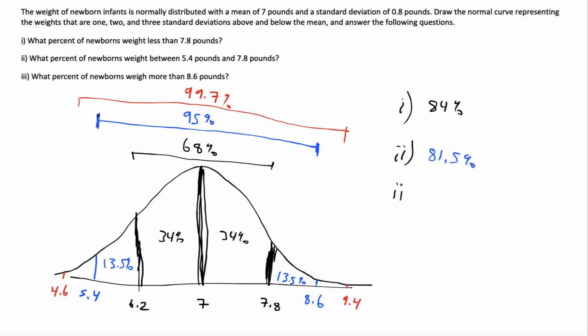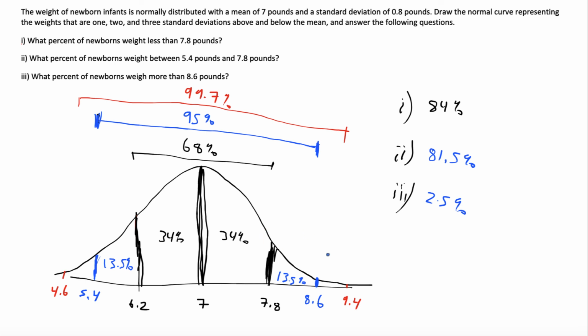Okay, and what percent of newborns weigh more than 8.6 pounds? So here's 8.6. We want the percentage of values that are above it. Now remember, this represents the middle 95%. So that means that there's 5% remaining, but that has to be split. So 5% divided by 2 is 2.5%. So that means 2.5% are less than 5.4, and 2.5% are greater than 8.6. So then, what percent of newborns are more than 8.6 pounds? That's going to be that 2.5%.